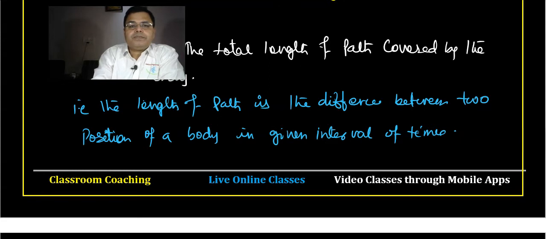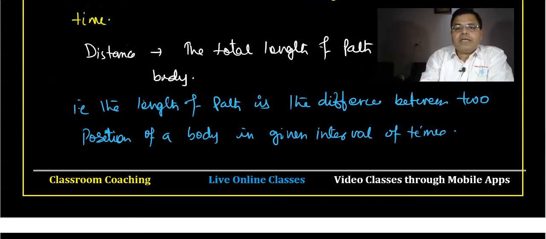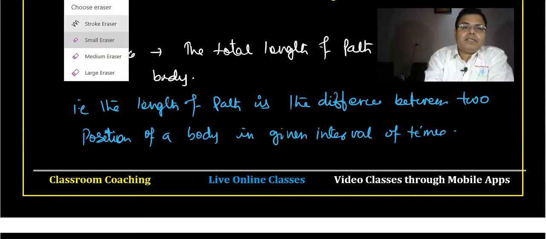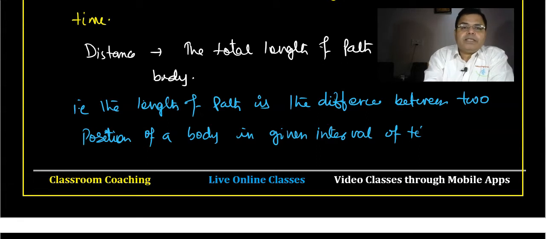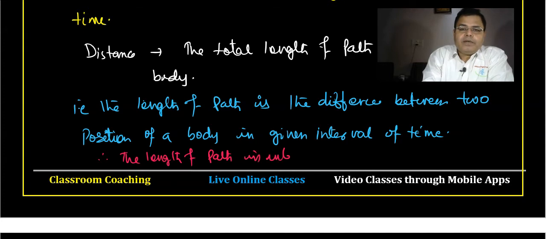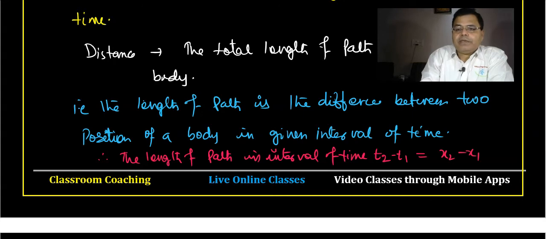The length of path is nothing else but x2 minus x1. In an interval of time t2 minus t1, the length of path is x2 minus x1.